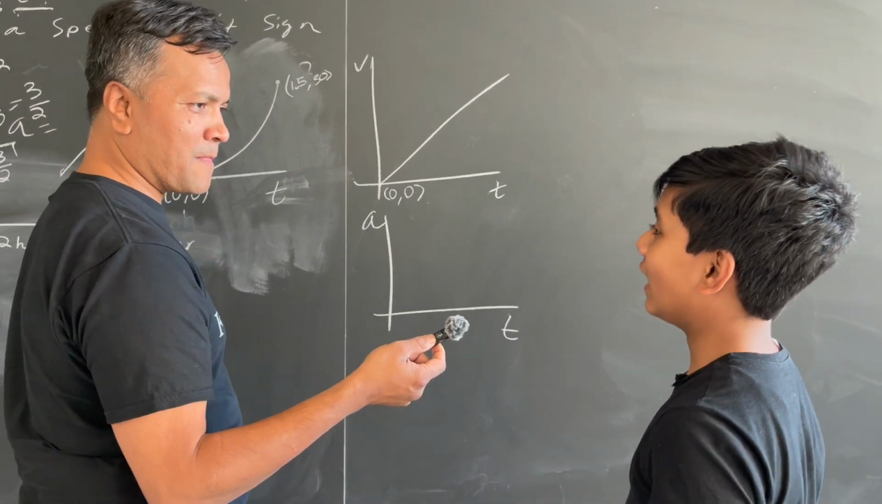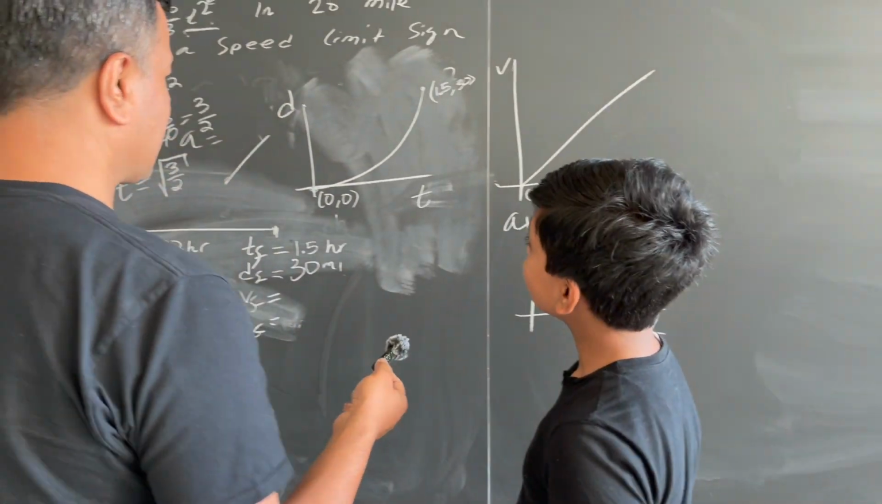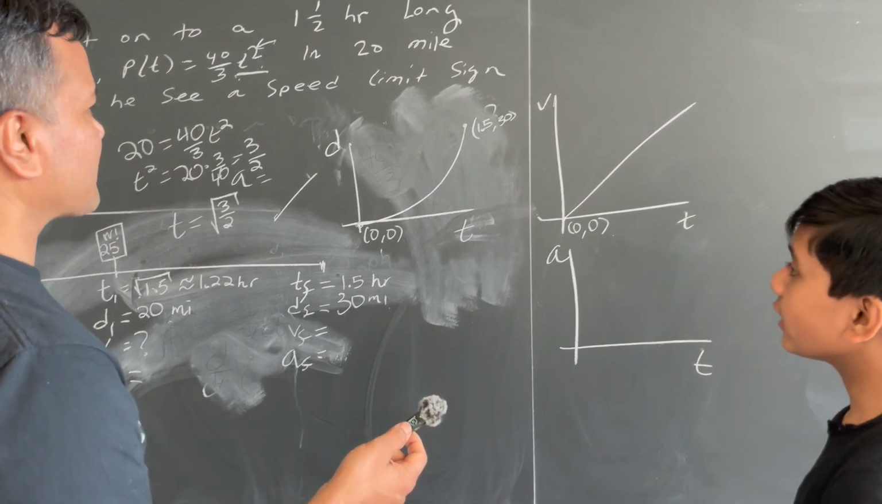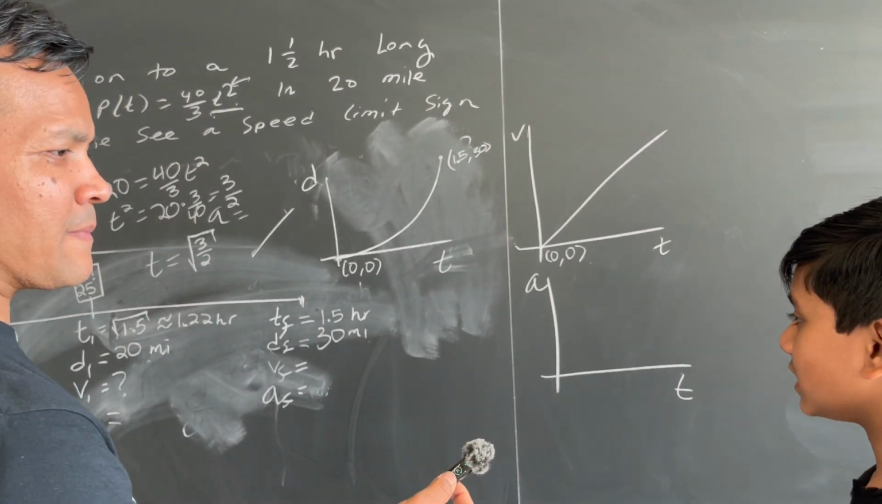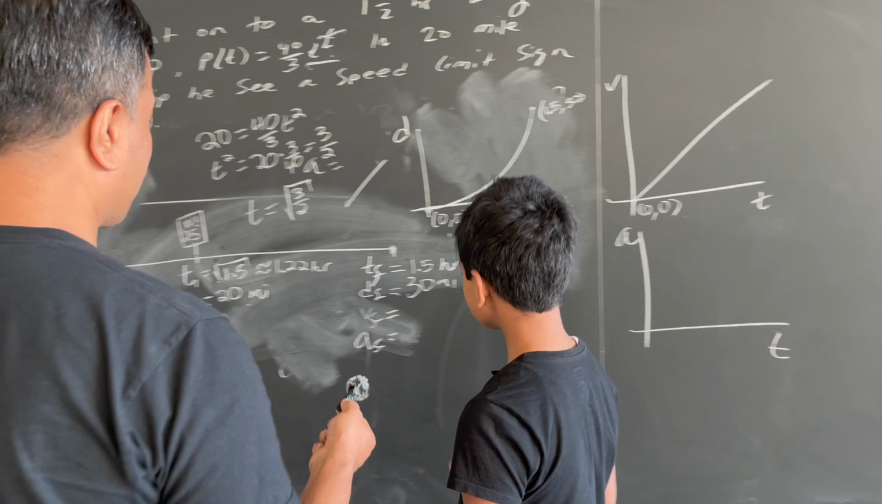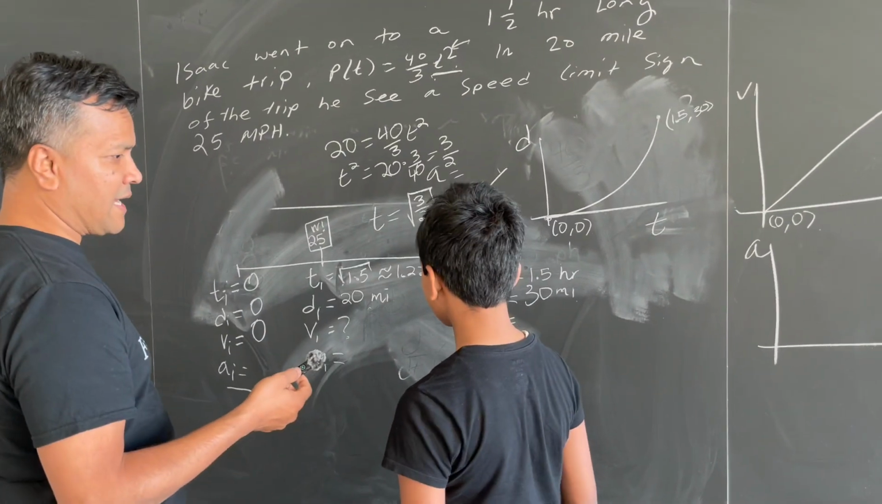Okay. So we have our distance function, 40 over 3t squared. So now how can we find velocity from that? Well, what I'm going to try to do, I can give you a hint.